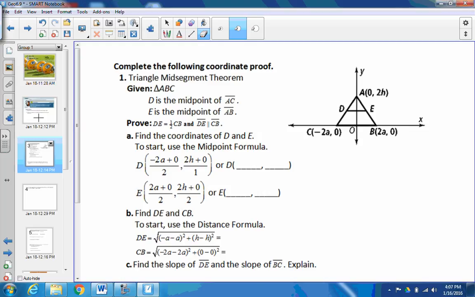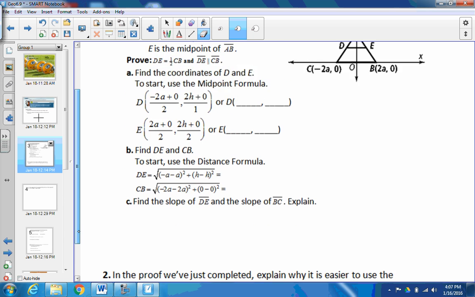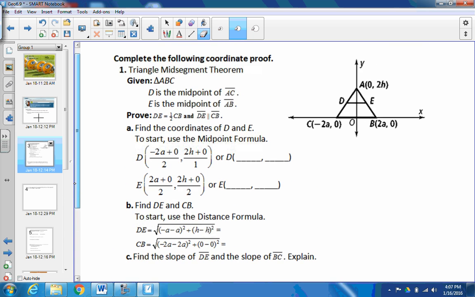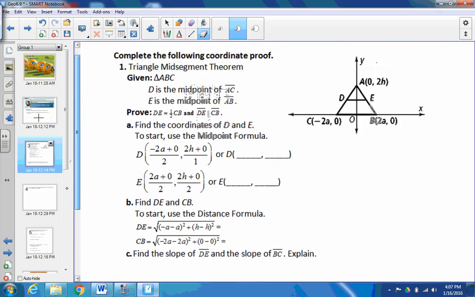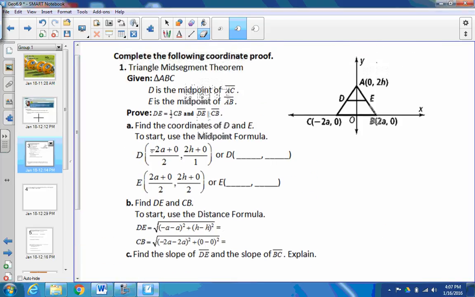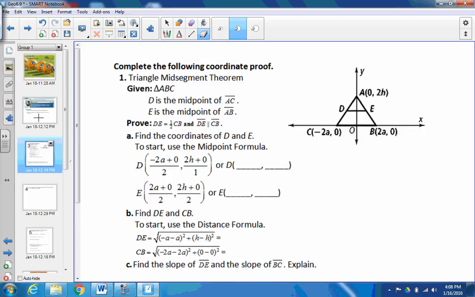Part A, already given, says find the coordinates of D and E. And by the way, coordinate proofs are a little bit different than regular proofs. It's not like we're going to have two columns. We're going to work through a problem and show that it proves the statement. For part A, find the coordinates of D and E, the midpoint formula is our reasoning for finding those coordinates.